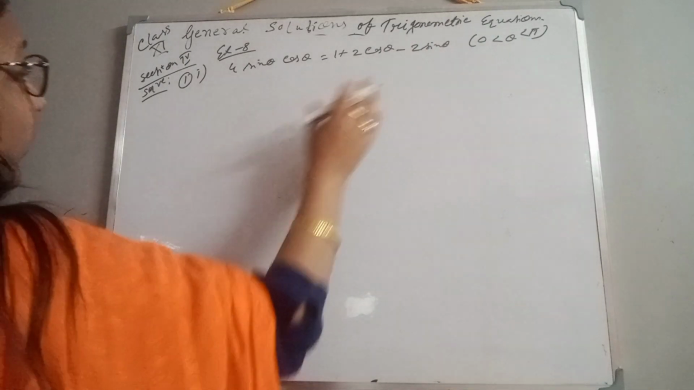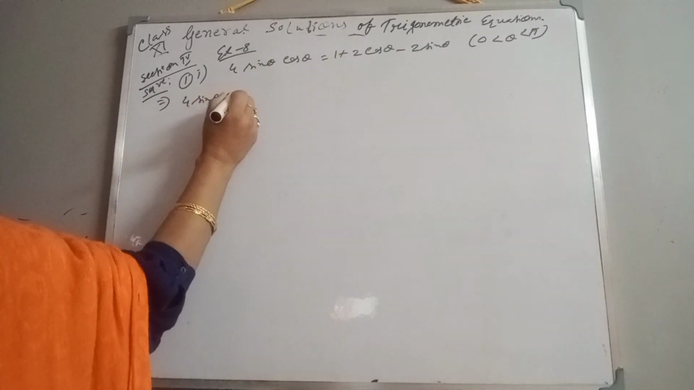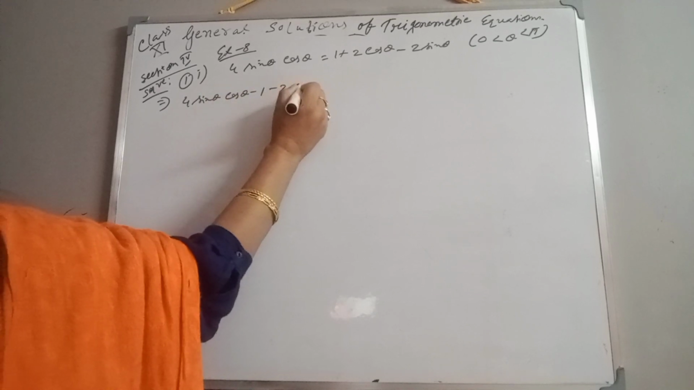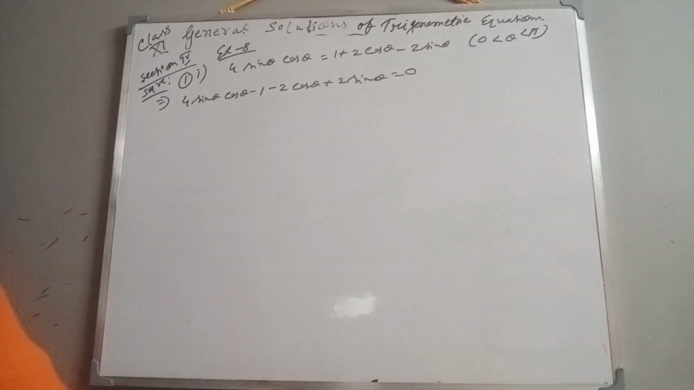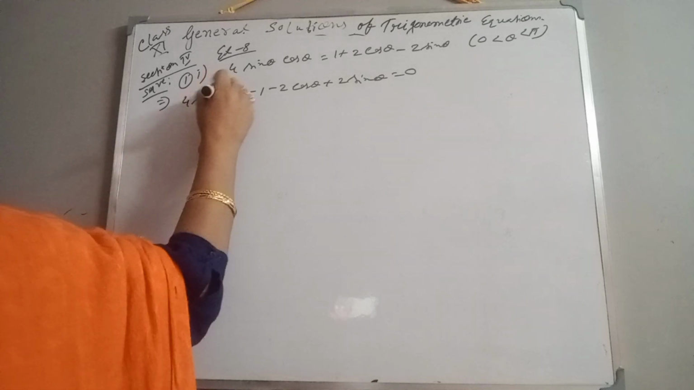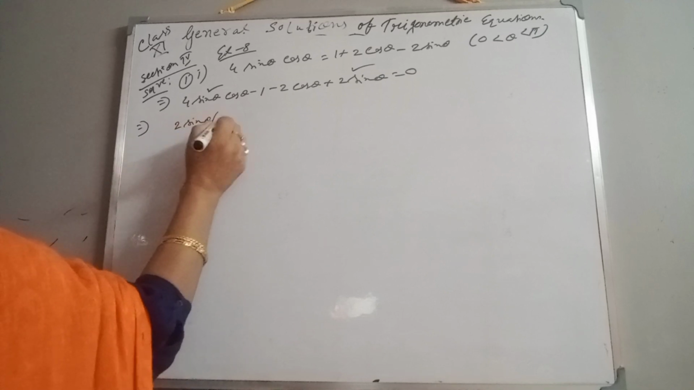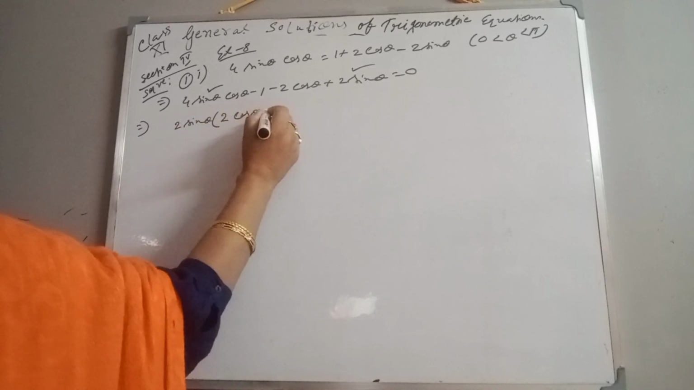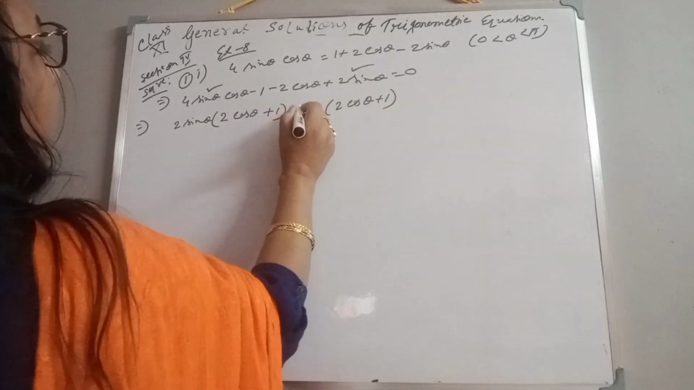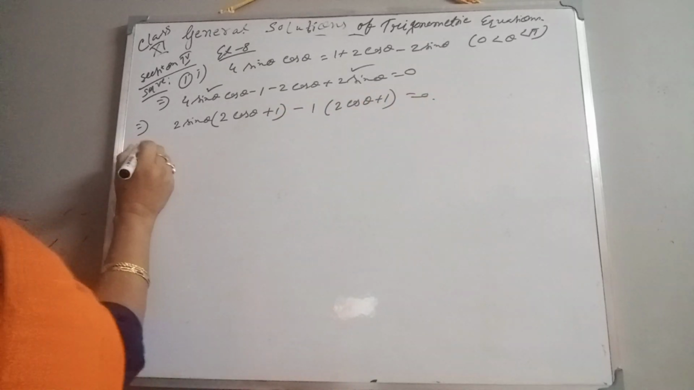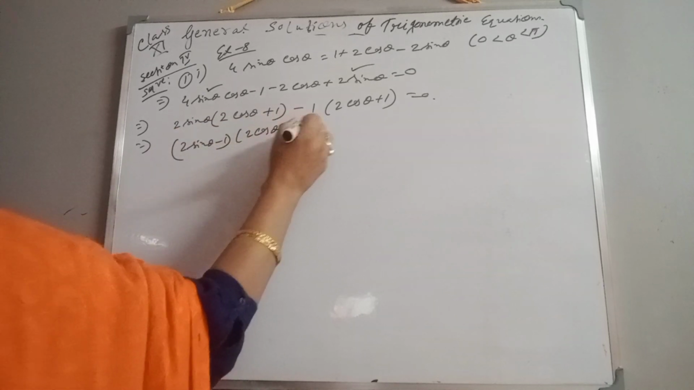Okay, so what we will do at first, take all these terms to the left hand side. Then what we will get? 4 sine theta cos theta minus 1 minus 2 cos theta plus 2 sine theta is equal to 0. Now from 4 sine theta cos theta and 2 sine theta, we can take common 2 sine theta. Then what we will get? 2 cos theta plus 1. Here also write 2 cos theta plus 1, and it is coming minus 1.